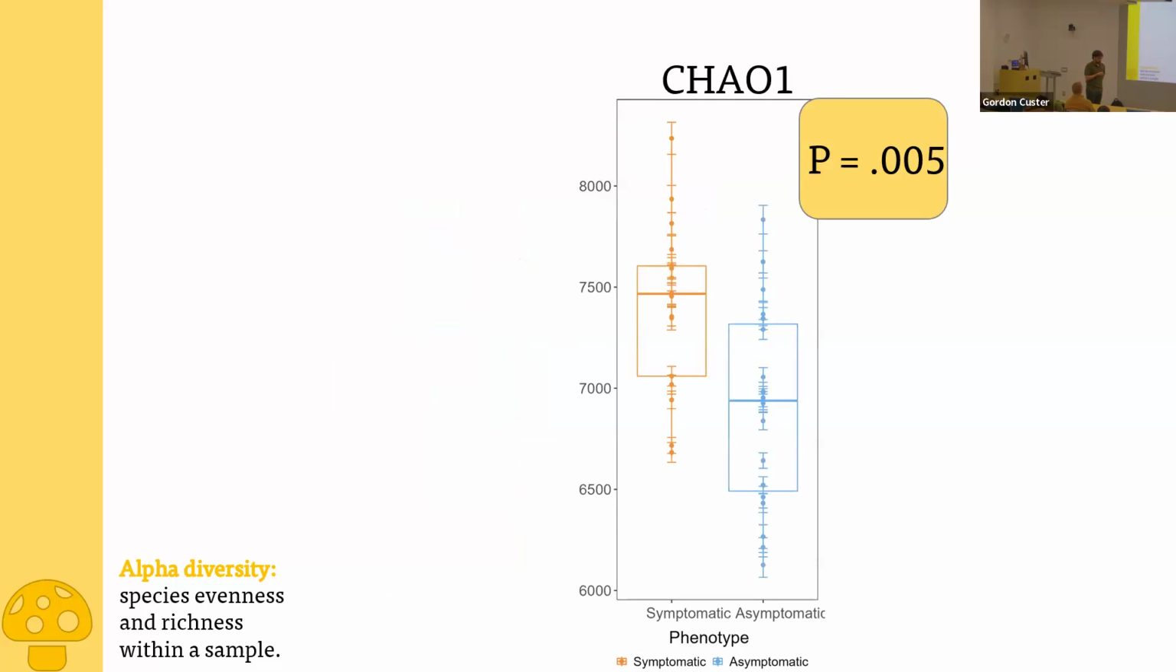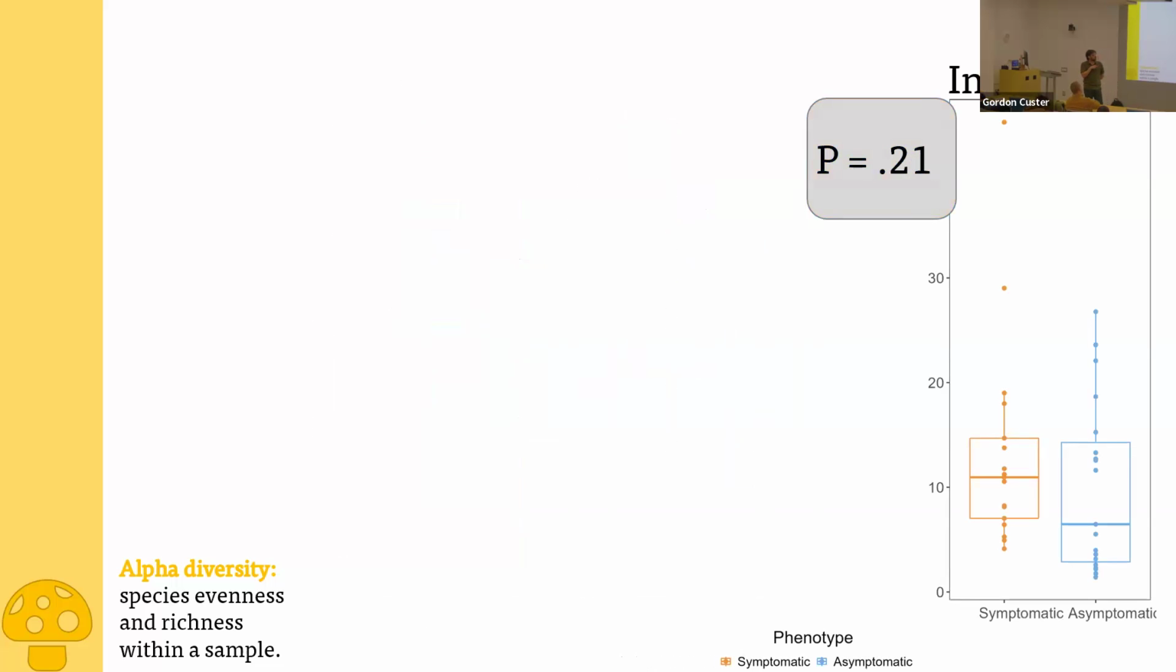And this is further corroborated when we look at Chao1, which leverages richness instead of evenness. What that means is it will try to compensate for rarer species being present in your samples that may not necessarily be evenly distributed within that community. And so this we also see as being significant. But when we look at the inverse Simpson, which weighs how evenly distributed the species are that are present within your sample, we see that there is no significance.